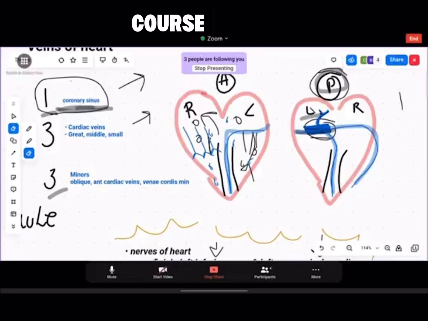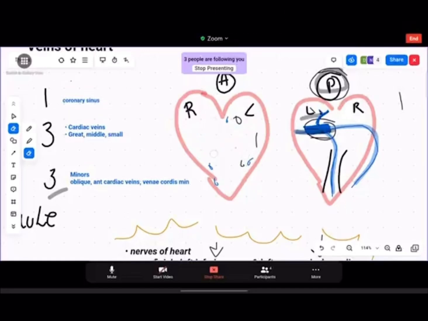Whenever we talk about the veins of the heart, we have a rule called the 1-3-3 rule. 1 is the main channel of the heart, 3 major channels of the heart, and 3 minor channels of the heart. Let's talk about 1. 1 is the coronary sinus.